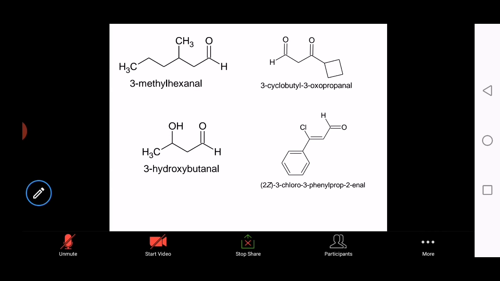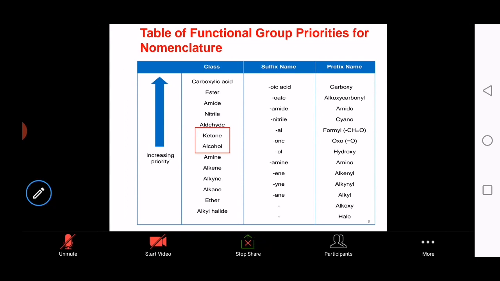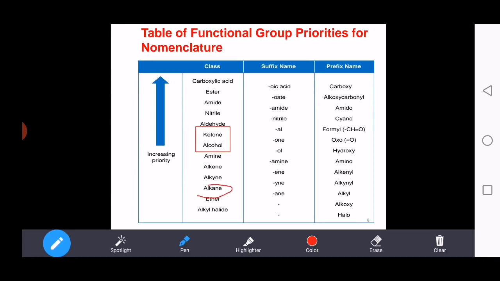Okay, let's look at an example here. So now this is trimethylhexanal. This part involves alkane and also aldehyde. So alkane and also aldehyde. You can see here the alkane, and then the aldehyde at the top. Okay, so aldehyde has higher priority compared to alkane. So aldehyde will become the parent name.